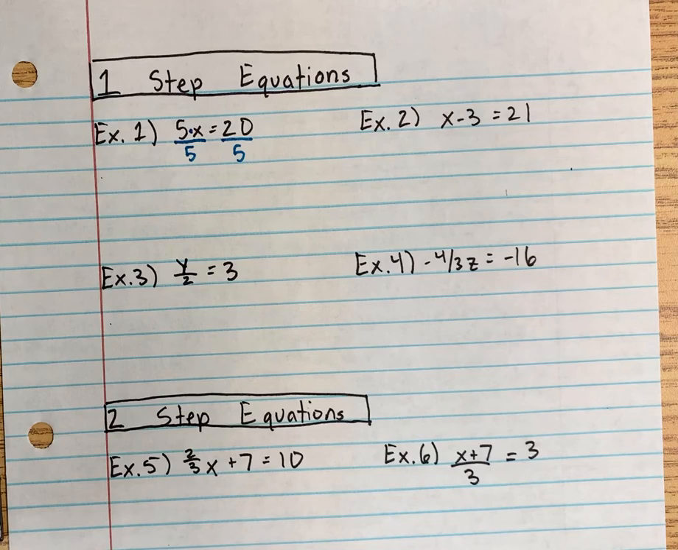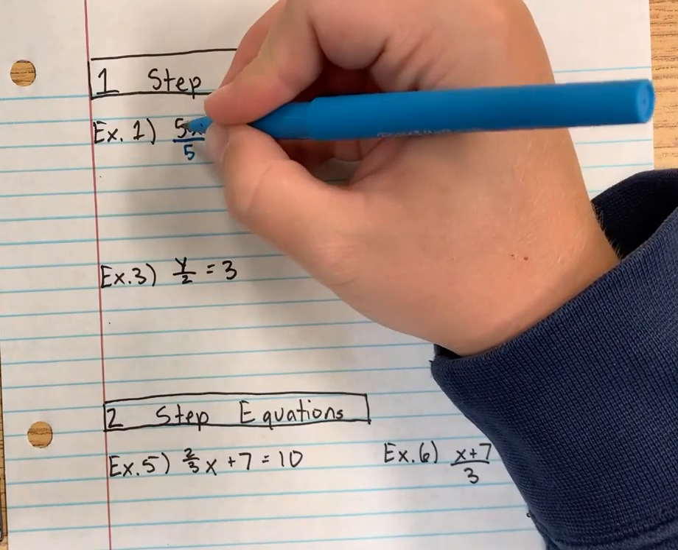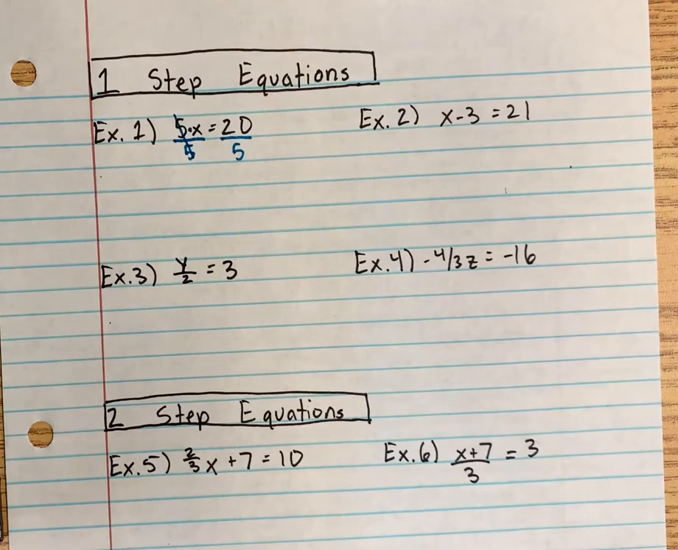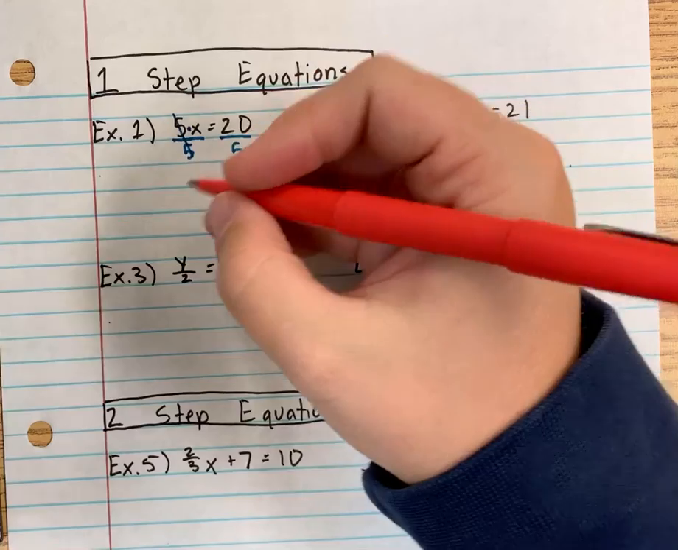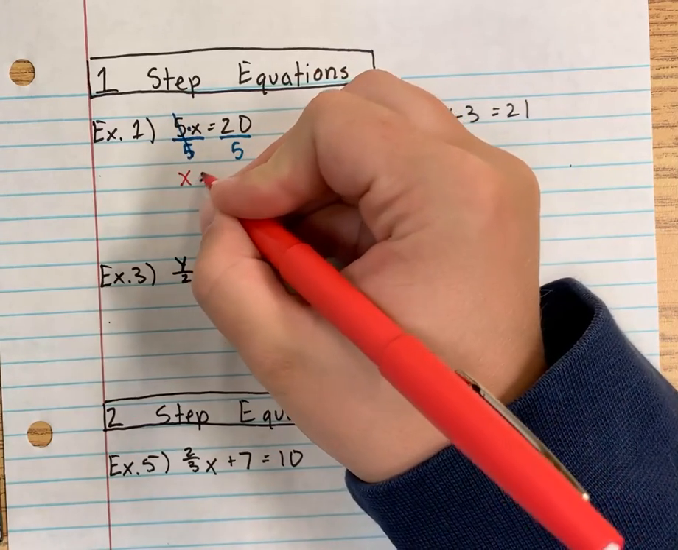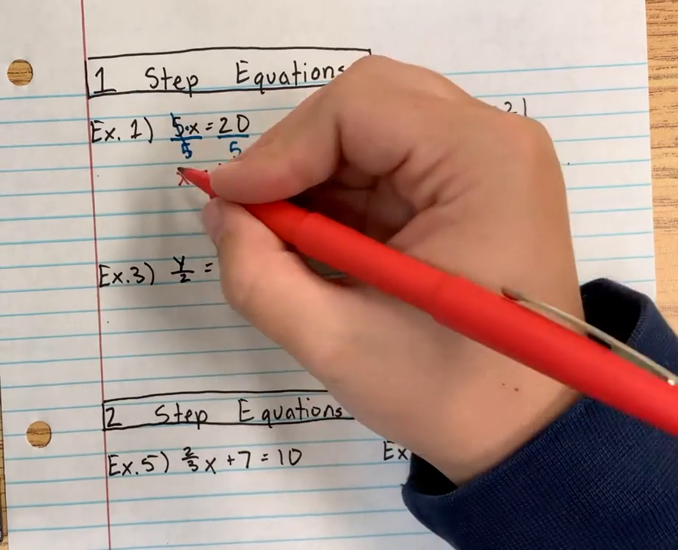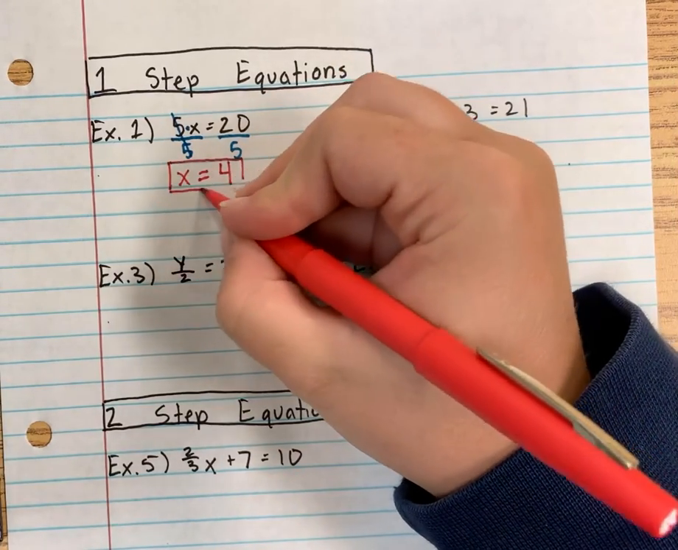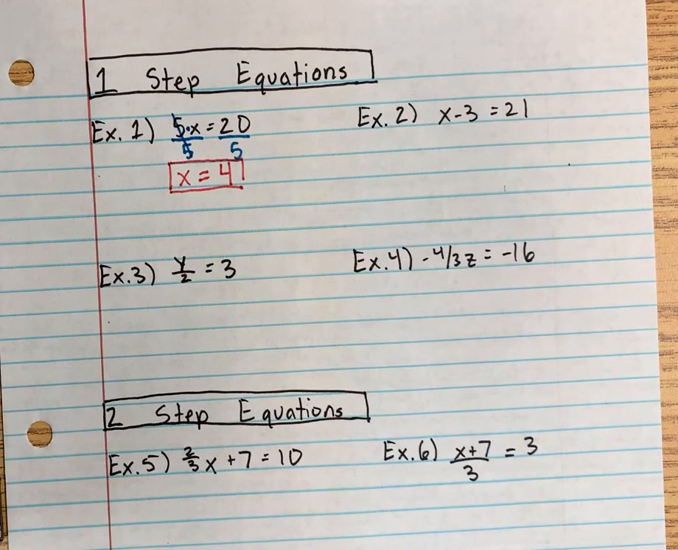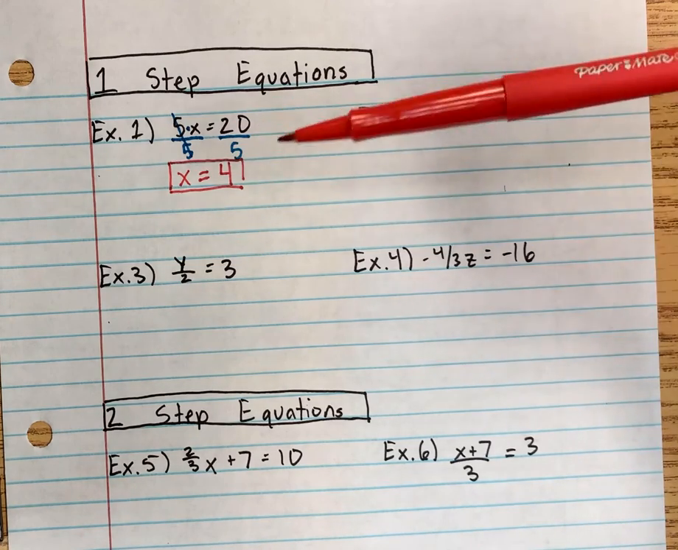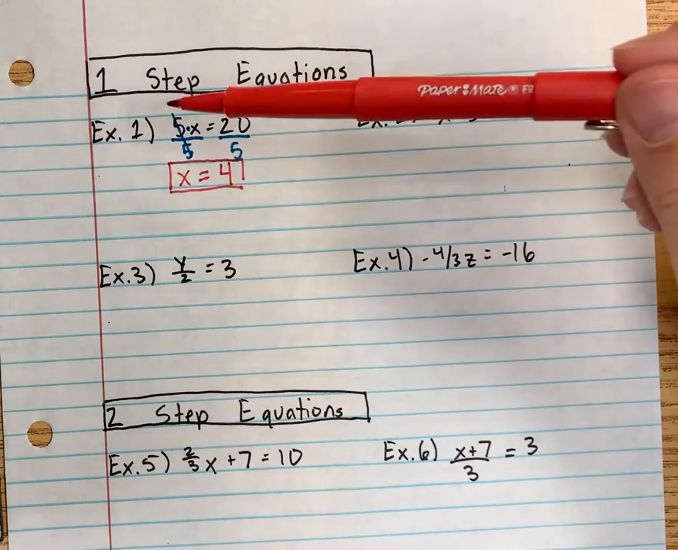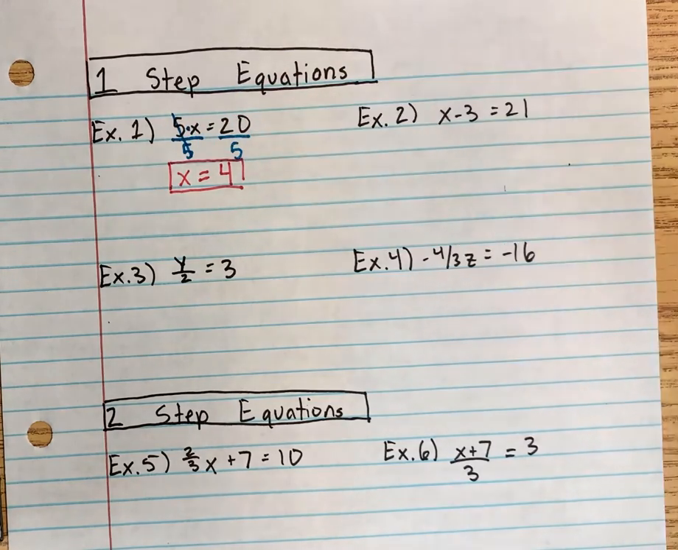When we do that, the two 5s become 1. So they basically cancel, and what you're left with is just an x equals whatever 20 divided by 5 is, which is 4. So your answer is x equals 4. That is what it means when we say solve a one-step equation. There's literally just one step, and in this situation, you just divided both sides by 5. Remember, whatever you do on one side of the equal sign, you have to do on the other.